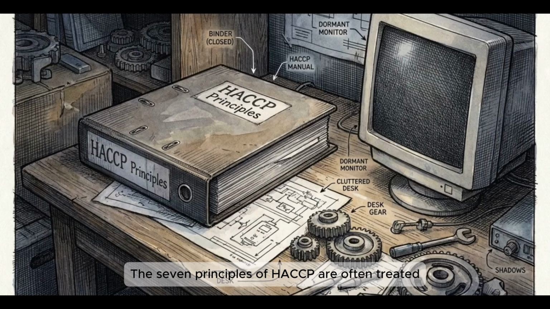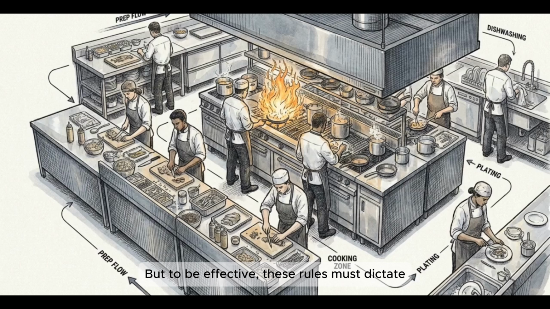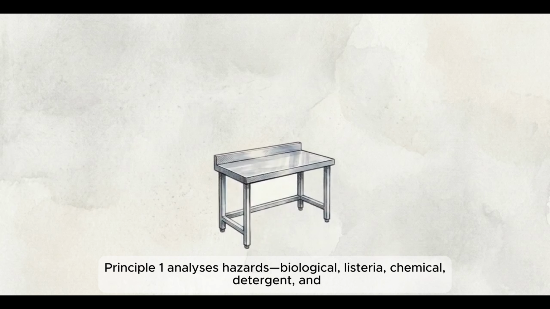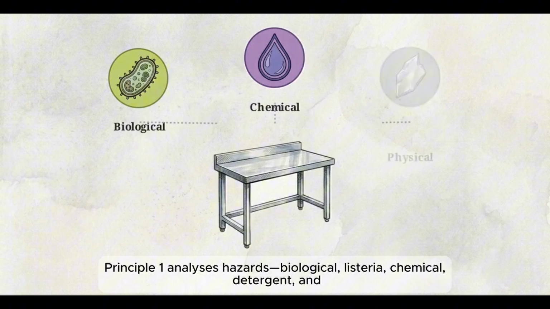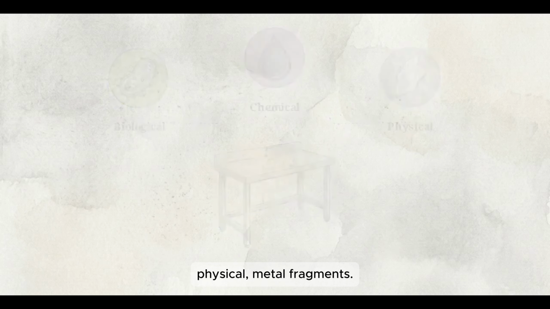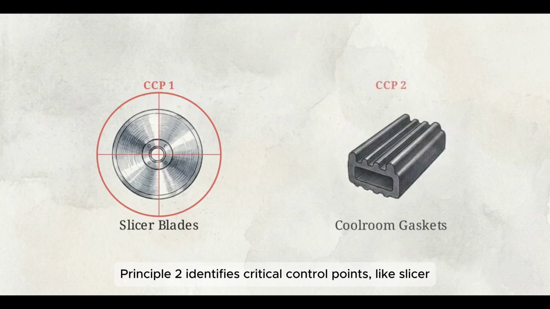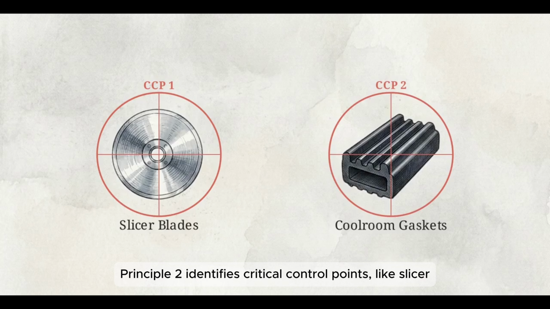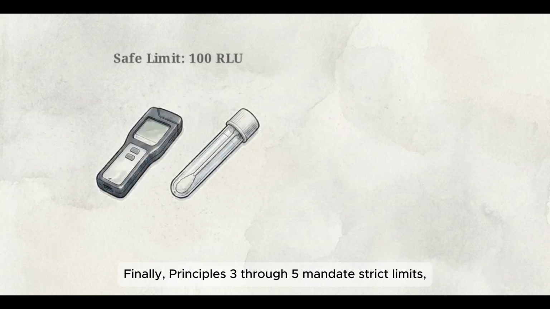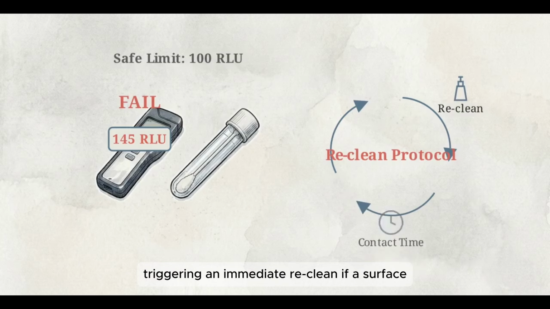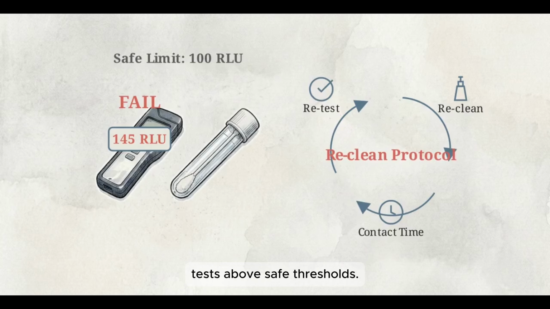The 7 principles of HACCP are often treated as a static legal document, resting in a binder in the manager's office. But to be effective, these rules must dictate the active, physical workflow of the kitchen floor. Principle 1 analyzes hazards: biological, listeria; chemical, detergent; and physical, metal fragments. Principle 2 identifies critical control points, like slicer blades and coolroom gaskets. Finally, Principles 3 through 5 mandate strict limits, triggering an immediate re-clean if a surface tests above safe thresholds.